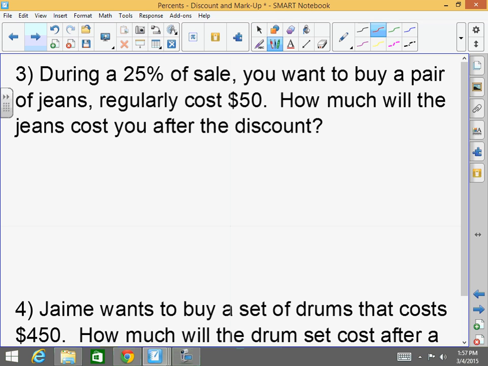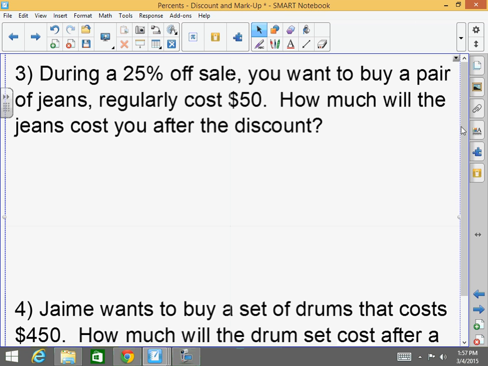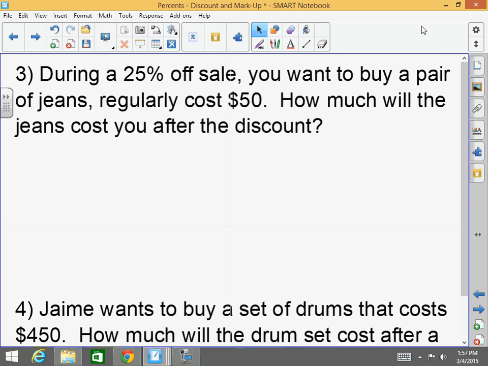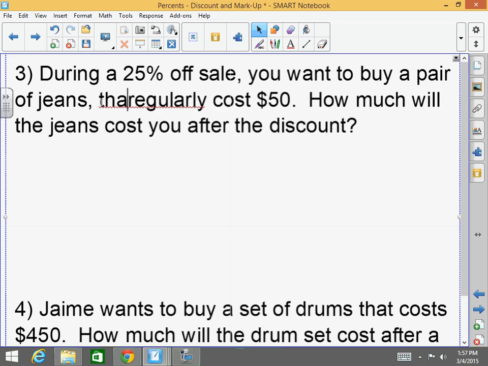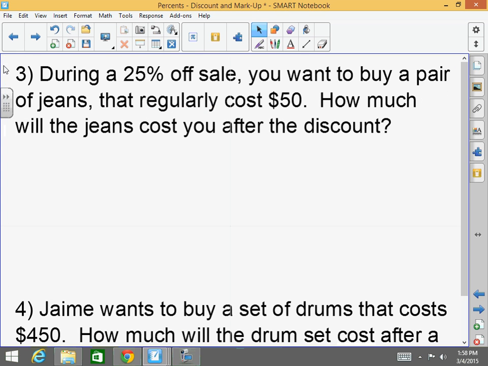During a 25% off sale, 2 F's in the word off, you want to buy a pair of jeans that regularly costs $50. Sorry about all those typos. How much will the jeans cost after the discount?